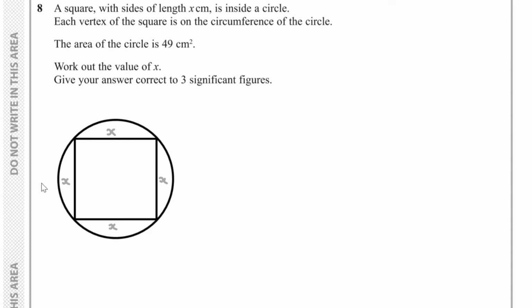Now let's think about how we work out the area of a circle. The area of a circle is given by pi r squared. So we know the area to be 49 centimeters squared. And, well, let's think about how we can find the radius. Well, here in red we've got the radius, and from this, if we form a right-angled triangle, well, we've got one side here and we have another side here.